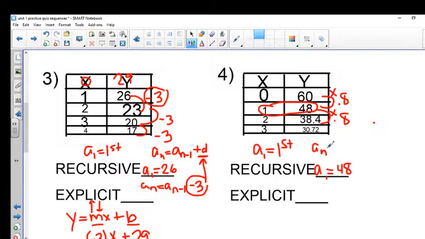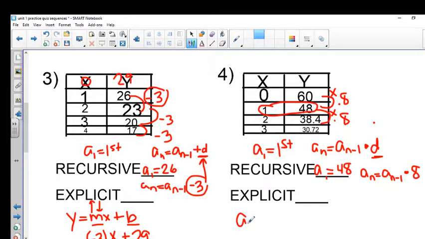A_N equals A_(N minus 1). And this time, since we're multiplying, we're going to have to use the times D. And the only thing we're going to plug in is for that one. So we got A_N equals A_(N minus 1) times D. And our D, how were we doing? We were multiplying by 8. So that's basically what we were doing. Okay, explicit formula.